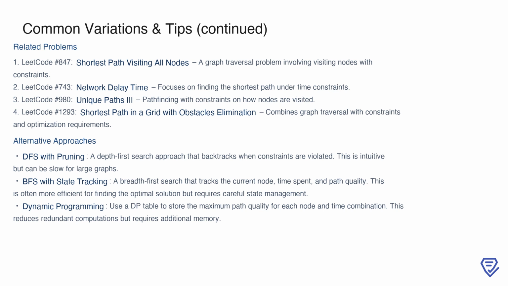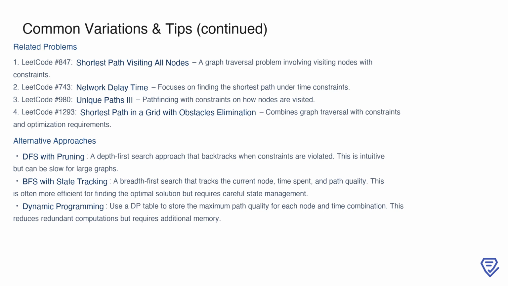There are also related problems and alternative approaches that can deepen your understanding of graph traversal under constraints. For instance, LeetCode number 847, shortest path visiting all nodes, involves visiting nodes with constraints, making it highly relevant. Similarly, LeetCode number 743, network delay time, focuses on finding the shortest path while adhering to time constraints.